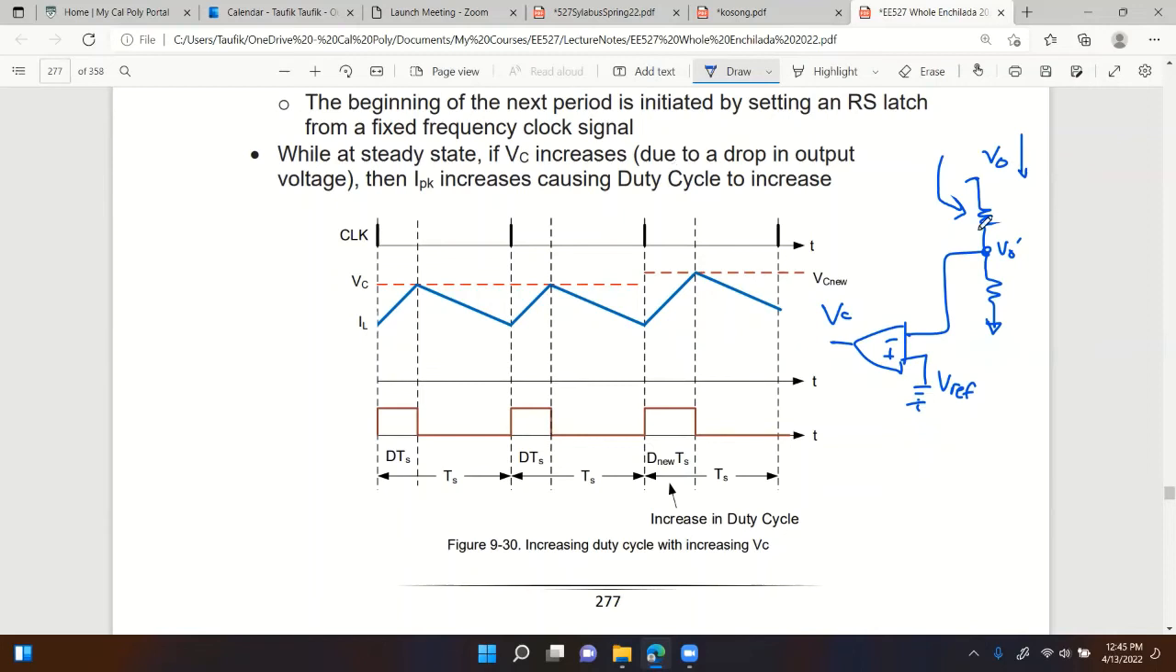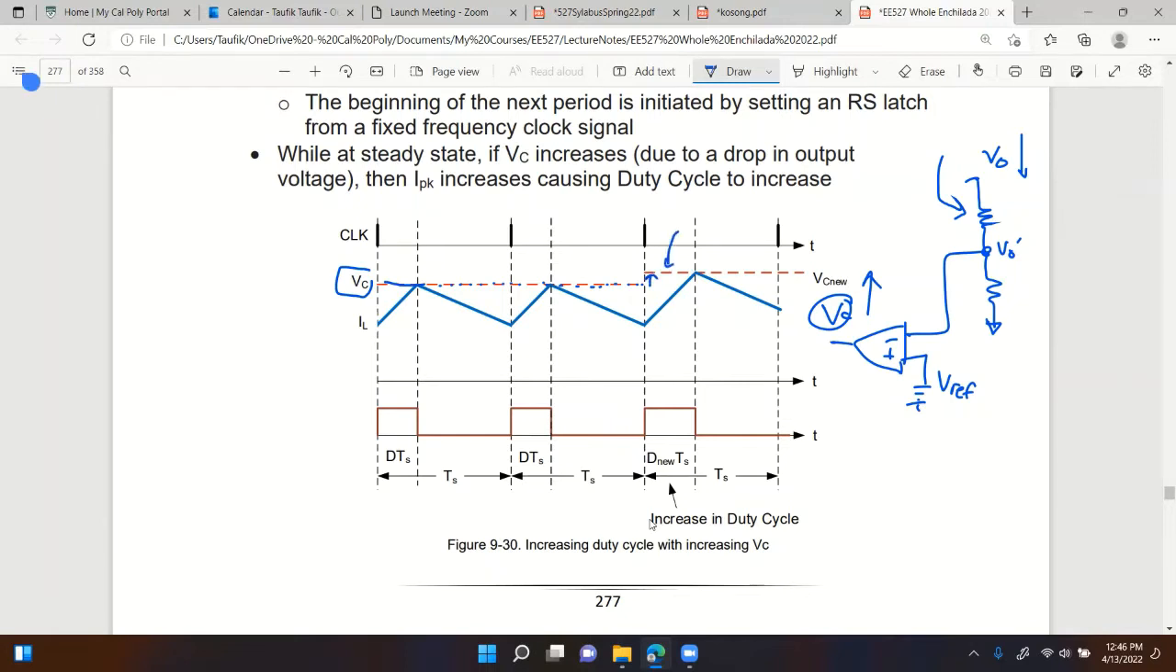So as the output voltage drops, VC, this voltage, increases. Remember, VC represents the limit of the peak of the inductor current. So this is before the change in the output voltage. Let's say VC is right here, but then all of a sudden, let's say the output voltage changes right away. As soon as the output voltage changes, VC increases. See that?